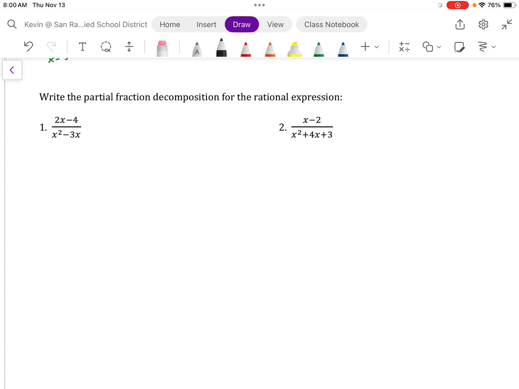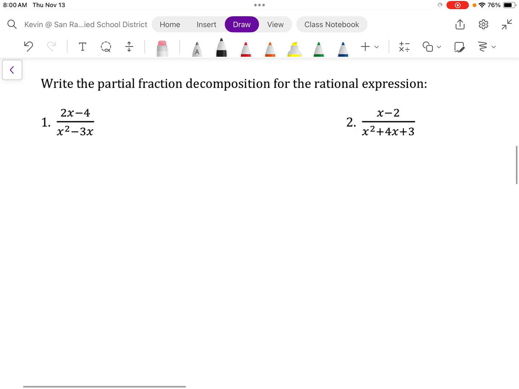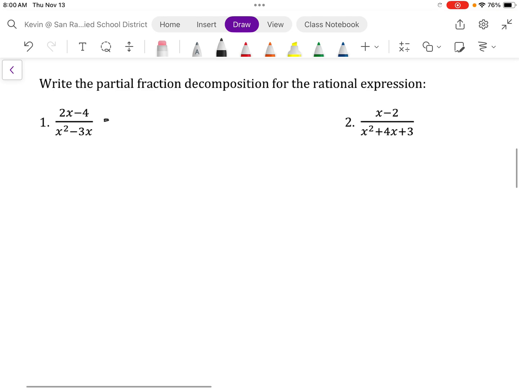Okay, so we're still on that 7.1 to 7.3 review sheet. So this is partial fraction decomposition for rational expressions. I'm going to kind of roll through this. So the first thing we need to do is factor the denominator, and we're going to write it as a sum of two rational factors.